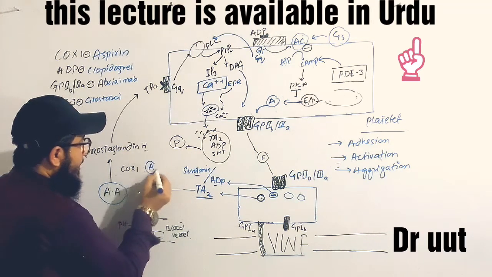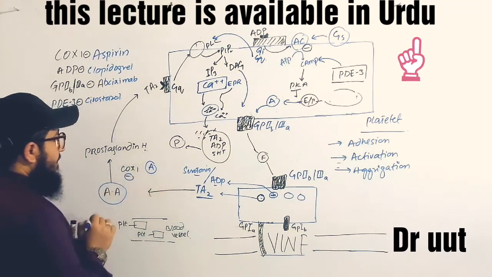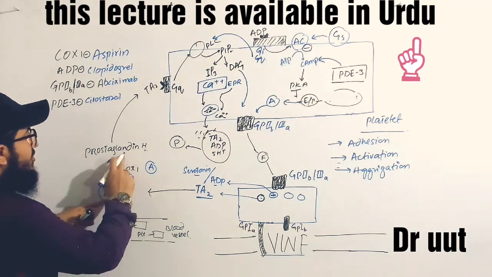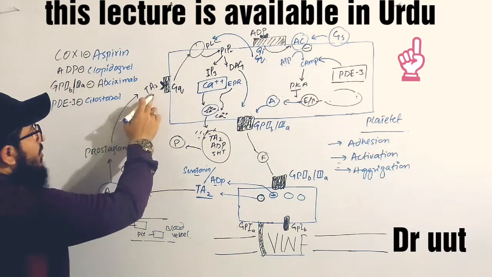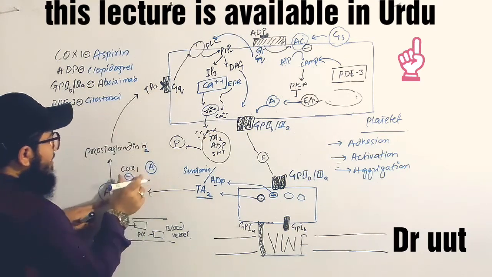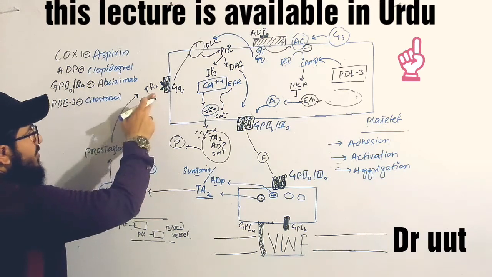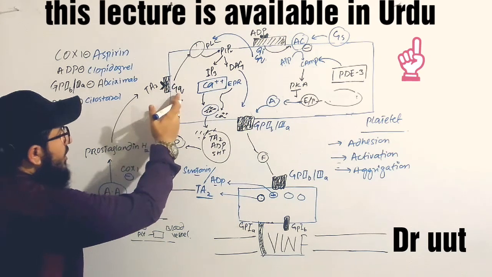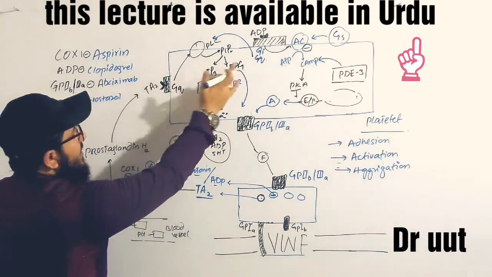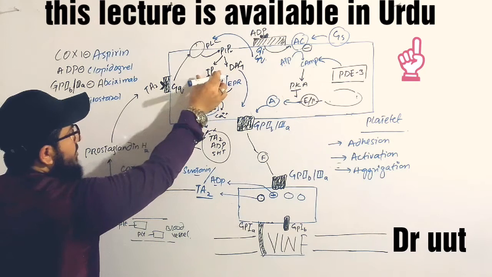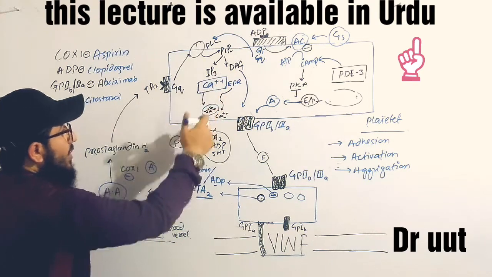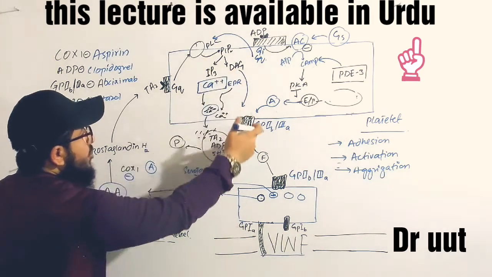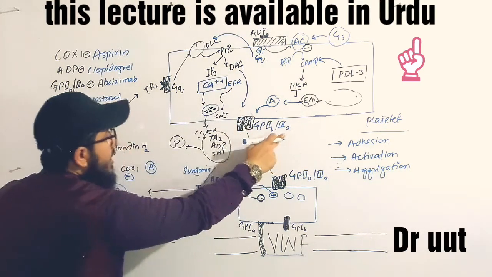When we give aspirin, it inhibits the COX-1, which is responsible to convert the arachidonic acid into prostaglandin H2 and thromboxane A2. So when we inhibit the COX-1, there will be no formation of thromboxane A2, and when there is no formation of thromboxane A2, no GQ stimulation, no IP3 release, no DAG release, and when there is no IP3, there is no calcium. When there is no calcium, there is no release of the aggregating factors, and when there is no DAG, there is no stimulation of GP2B3A receptor.